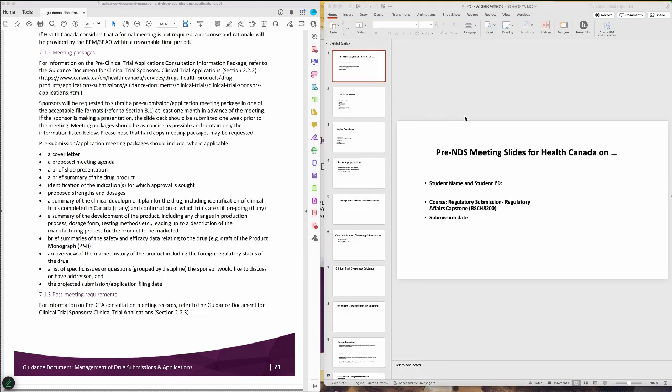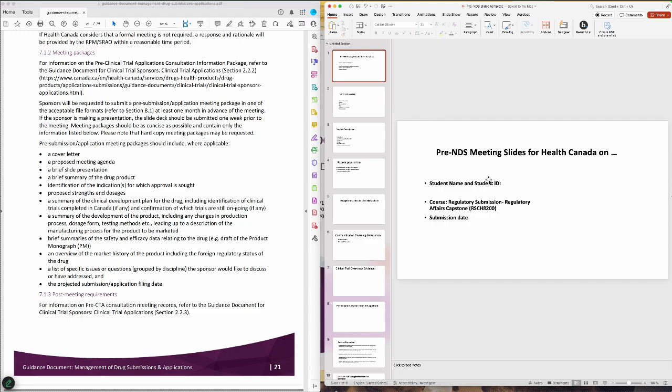So now that we finished with the cover letter, I'm going to go over the structure of a template for the PowerPoint. Obviously here I wrote student name and student ID. That's because this is a template that I prepared when I am training the future regulatory affairs professionals in the field, and this is why I am sharing it with my students.